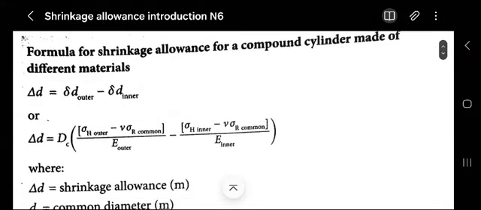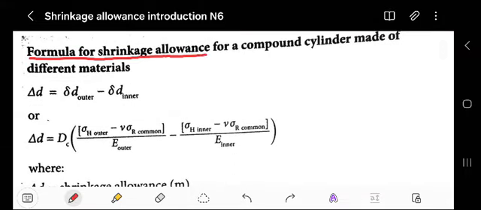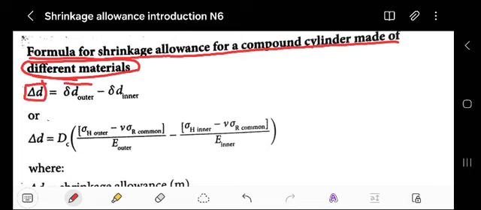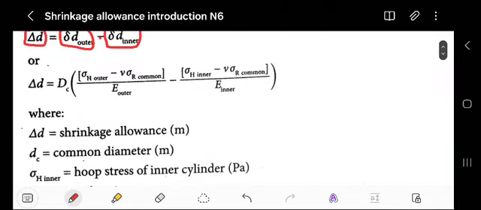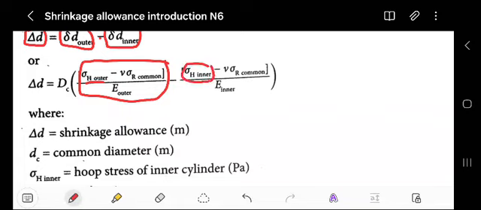There are two main cases now. The formula for shrinkage allowance for a compound made of different material. First it was for the same material, now it's different. The shrinkage allowance will be the change in the outer diameter minus the change in the inner diameter. Then we know how we calculate the change here, right? Hoop stress minus radial, outer minus hoop stress inner, like this.